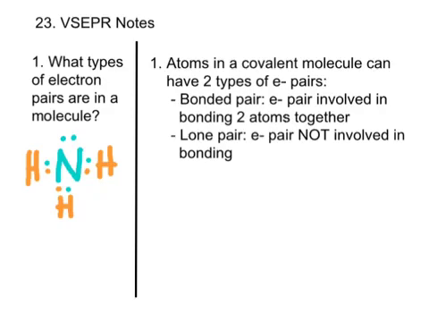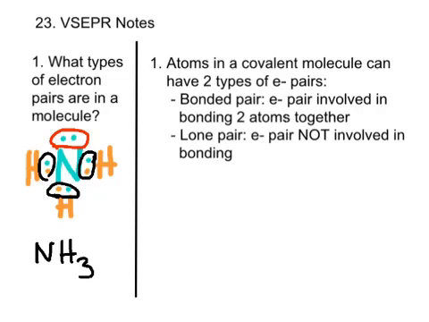So for example, over here we have NH3, ammonia. Here's the Lewis dot structure for NH3. So we can see that there are two types of electron pairs here. We have bonded pairs, like these right here. These bonded pair electrons are involved in bonding two atoms together, the nitrogen with the hydrogens. And then we also have lone pairs. Lone pairs are these here that are nitrogen's own valence electrons that are already paired up with each other that are not involved in bonding. So the lone pair is not involved in bonding. The bonded pair is involved in bonding.